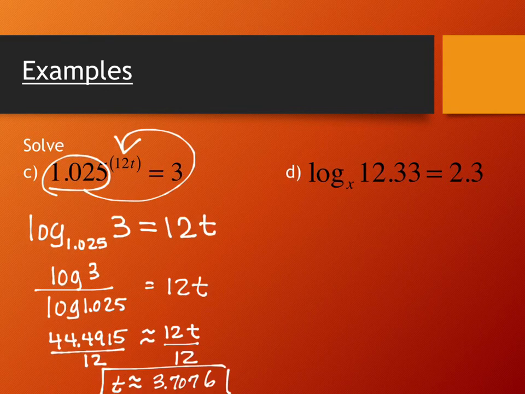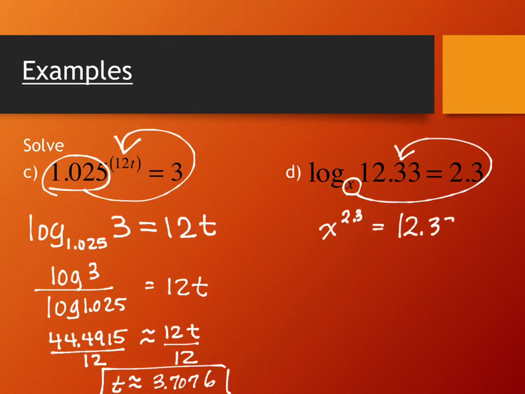All right, D looks a little different. First of all, it's a log problem to start with instead of an exponential problem like B and C were. I can rewrite it with my properties of logs, with a scorpion tail. So this is x raised to the power of 2.3 equals 12.33. But that does not have a fractional exponent. I can't change it into a radical, like when I had 1/3 and it was a cube root.